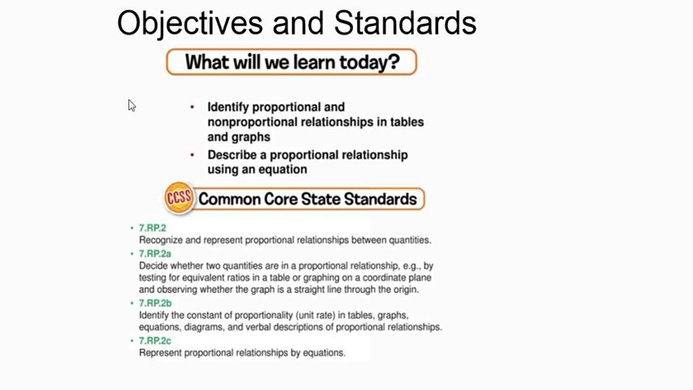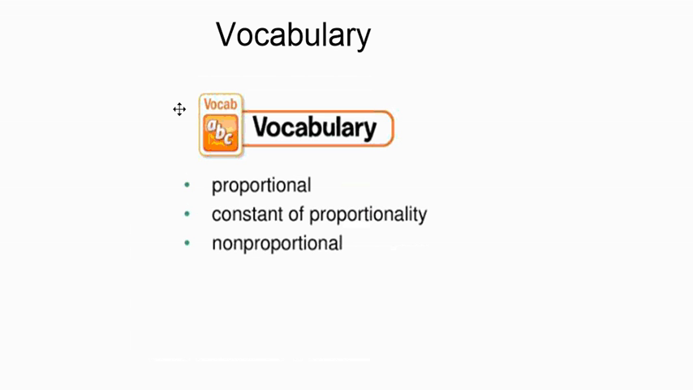Objectives and standards. Today we are going to identify proportional and non-proportional relationships in tables and graphs. Then we're going to describe a proportional relationship using an equation. Vocabulary that you're going to need to know for today is proportional, constant of proportionality, and non-proportional.